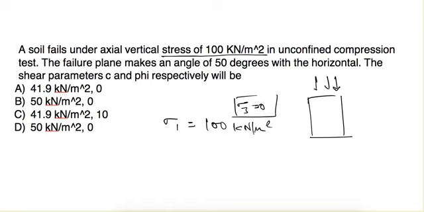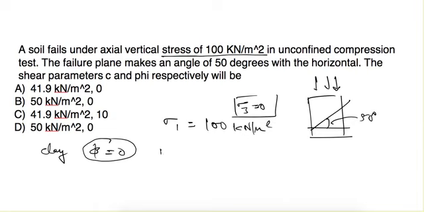After that, the failure plane makes an angle of 50 degree with the horizontal. So this angle is given. This is 50 degree. The shear parameters C and phi will be. C and phi have been asked. Now in unconfined compression test, what we studied is that it is done for clay. So for clay, if you say that phi is equal to 0, so that is not always true.